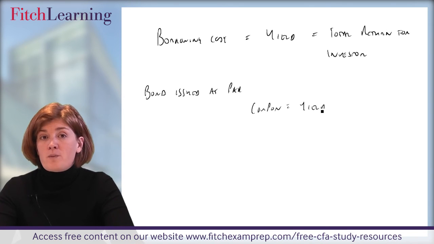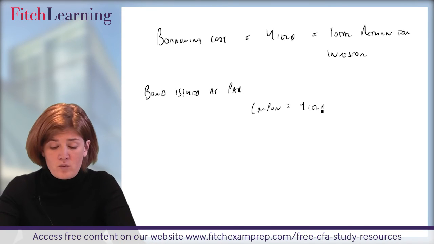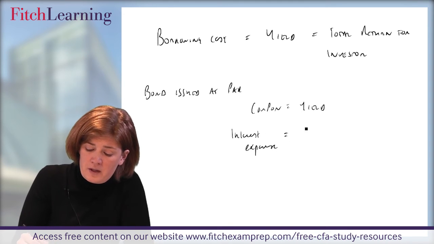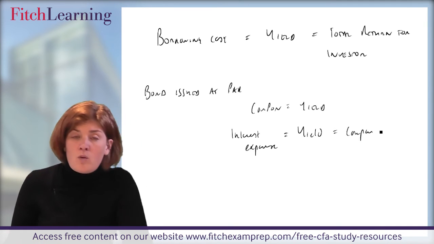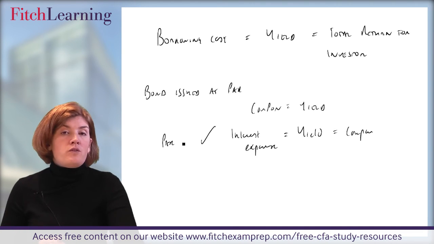So when bonds are issued at par, the accounting in terms of the expense will be very, very straightforward. In that instance then, the interest expense will be equal to the yield, which in turn will be equal to the coupon. What we're going to find is that's true when the bond is issued at par.